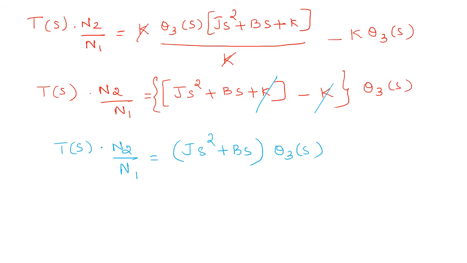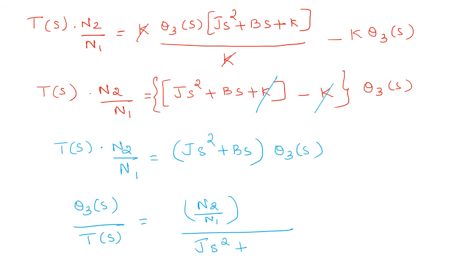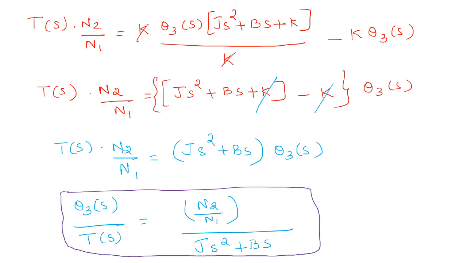theta 3 of S. So theta 3 of S by T of S is nothing but equal to N2 by N1 divided by Js square plus Bs. So this is our required transfer function, which is theta 3 of S by T of S. So we need to see which parameters we need to eliminate and thereby obtain the required transfer function.